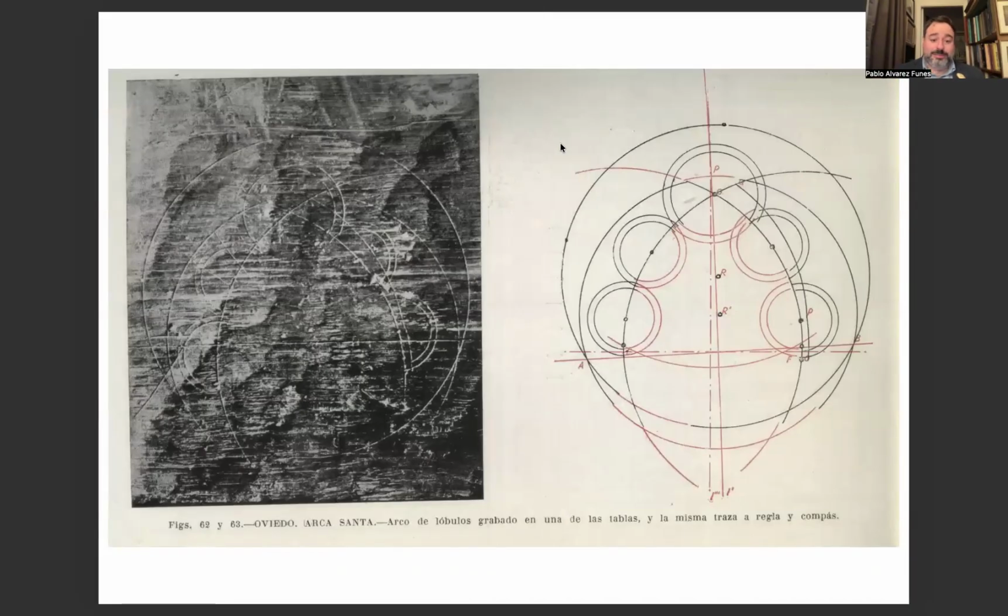This is another one. This is inside one of the arches in the Holy Chamber in Oviedo. And again, it has like a tracing for something. It's a compass, very roughly done in the timber. But here you have a multifoil arch for you to trace. It's not perfect, but it's there.